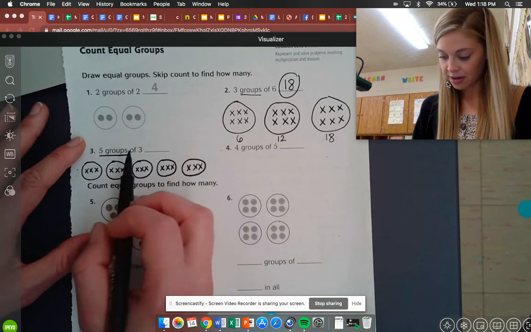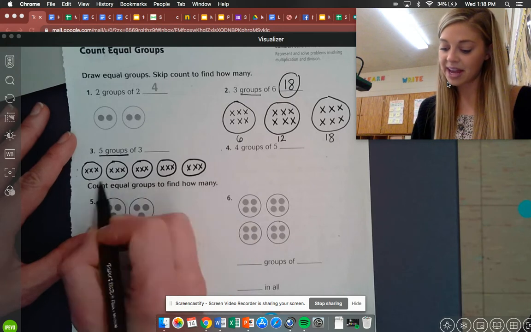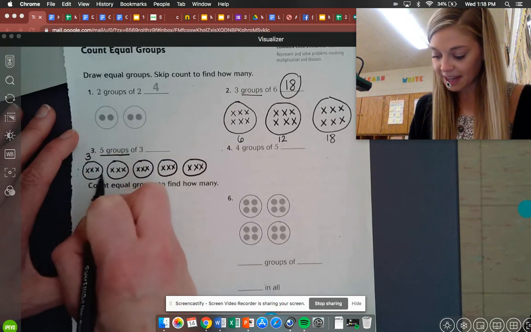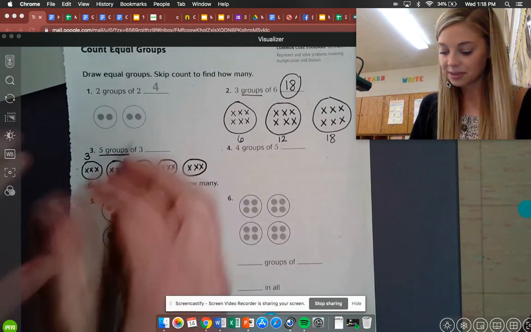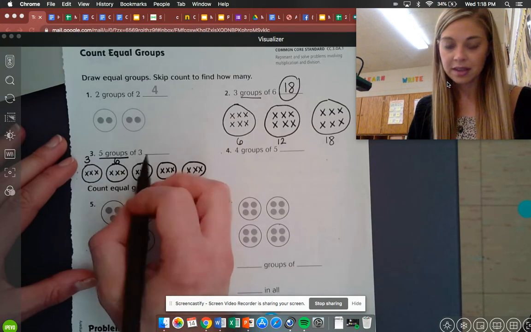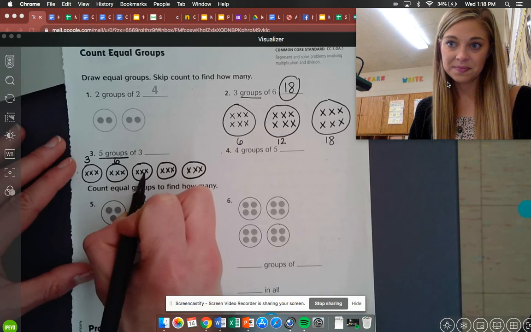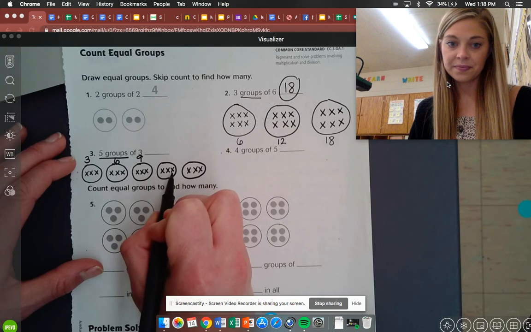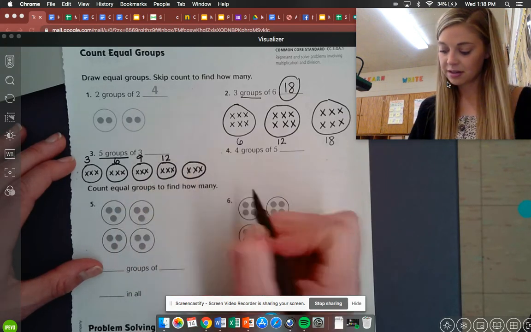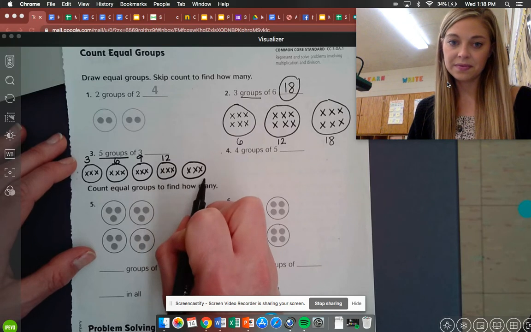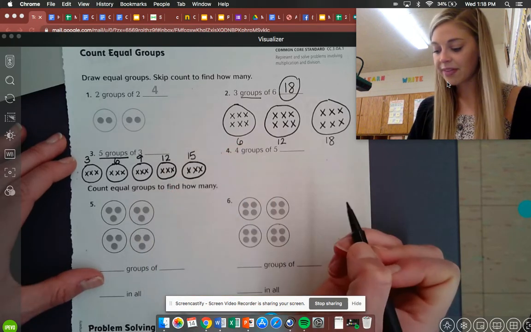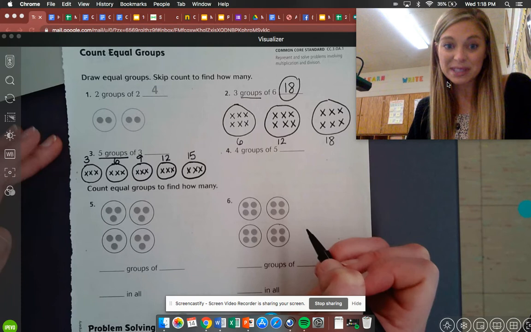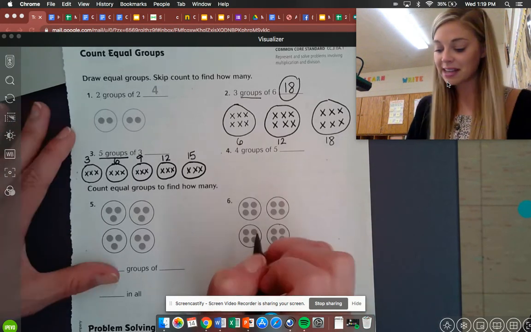Now I'm going to skip count to find how many X's I have in all. The first one is 3. 3 plus 3, we all know that equals 6. What is 6 plus 3? That's 9. 9 plus another 3 is 12. And 12 plus 3 is 15. That means that 5 groups of 3 is 15 X's in all. Really, you're doing multiplication here. You're doing 5 times 3, which equals 15.